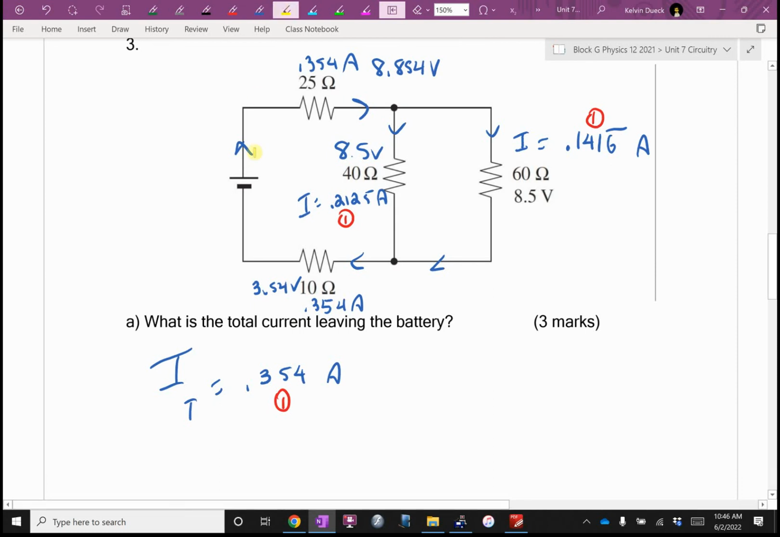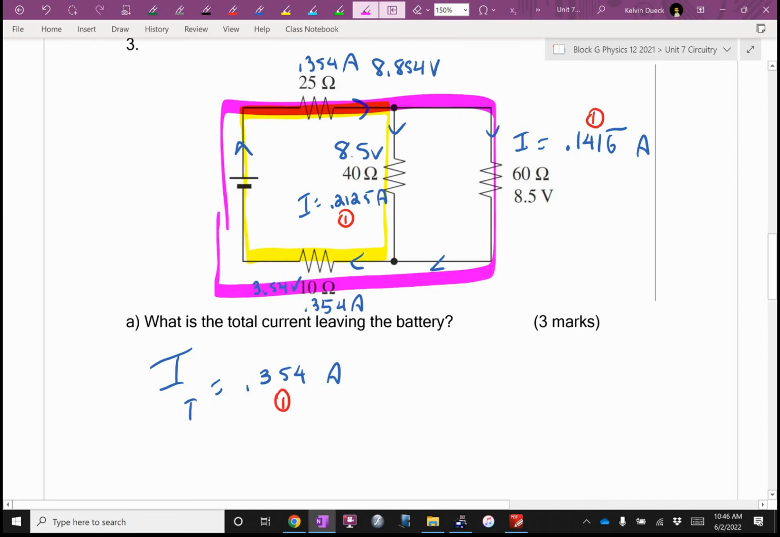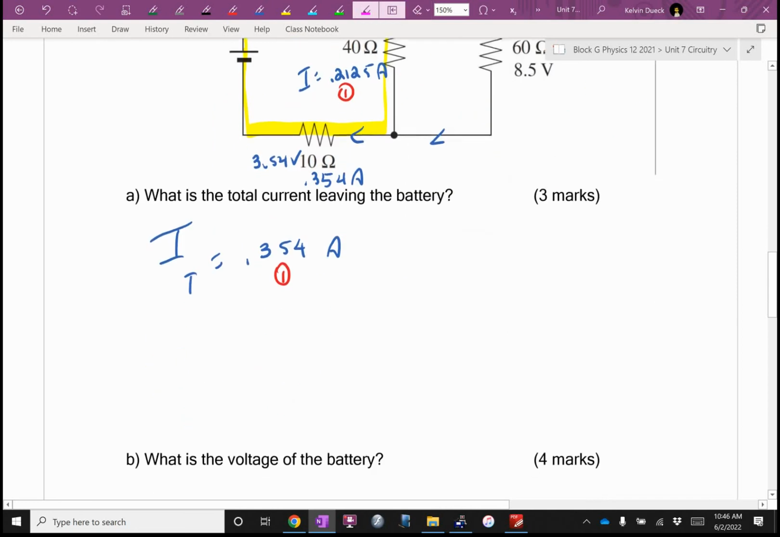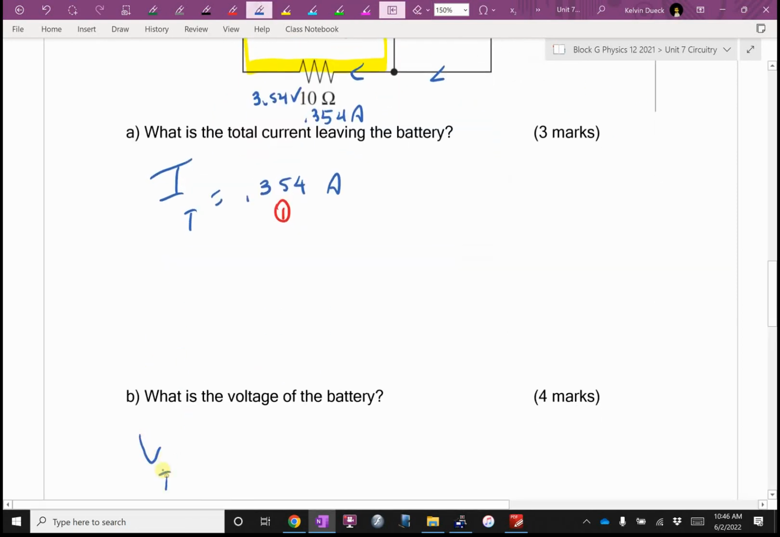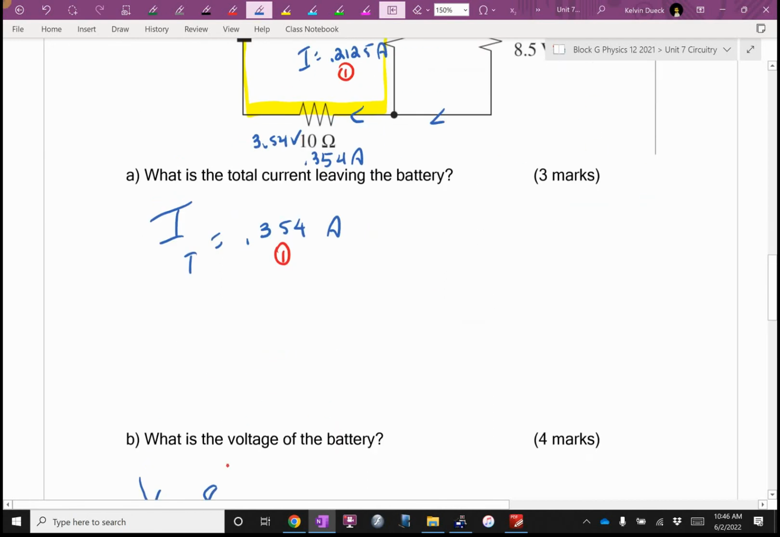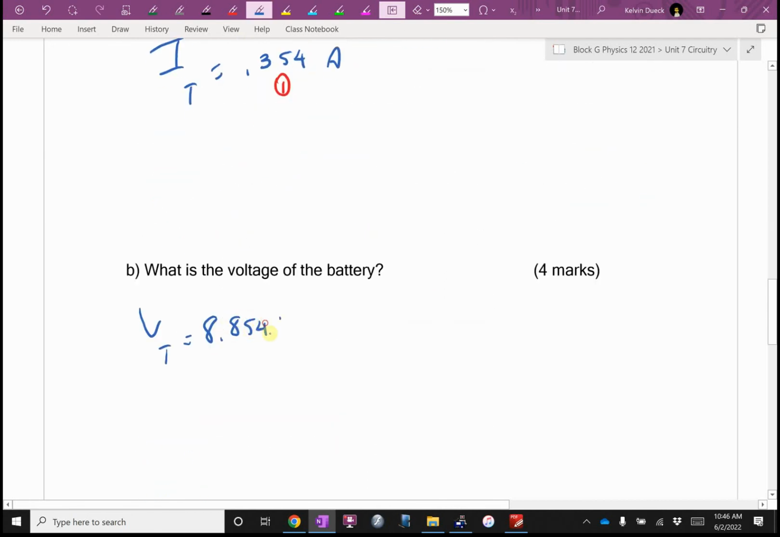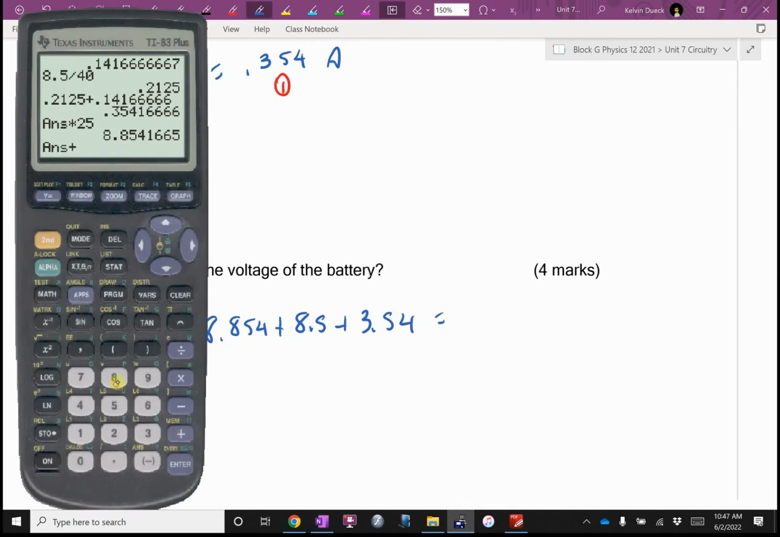So the total voltage is going to be 8.854 plus 8.5 plus 3.54. Or, if I wanted to, I could skip that one. I'll get the same answer no matter what. It's going to be 8.54 plus 8.5 plus 3.54 plus 8.5 plus 3.54, and I get a total voltage of 20.9 volts.